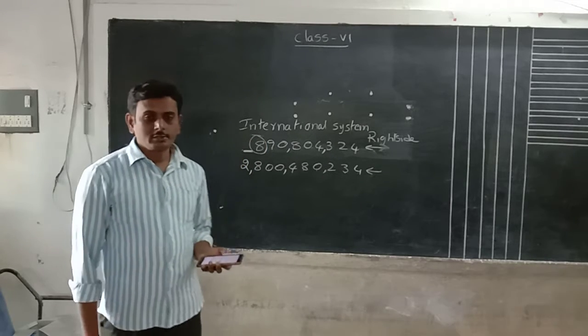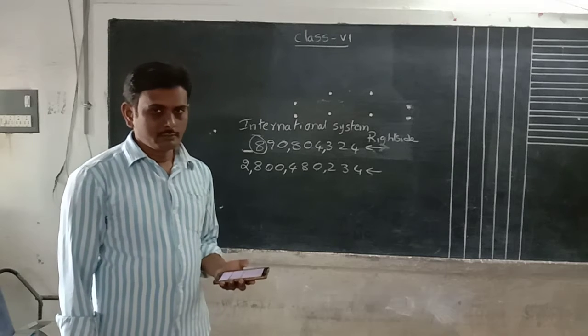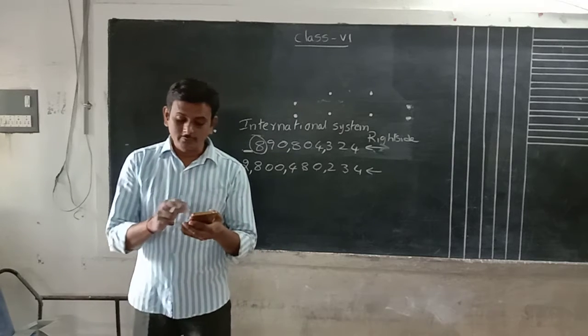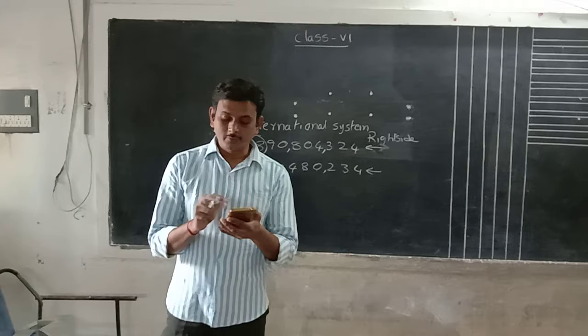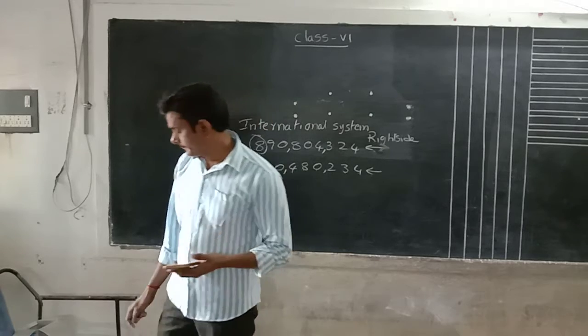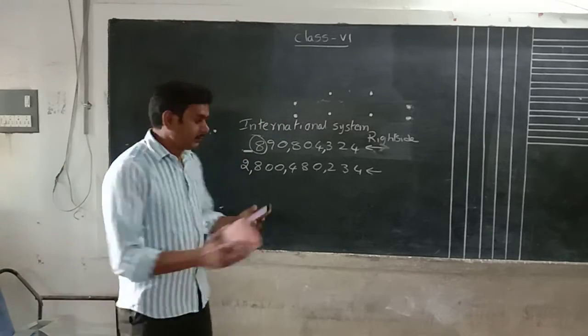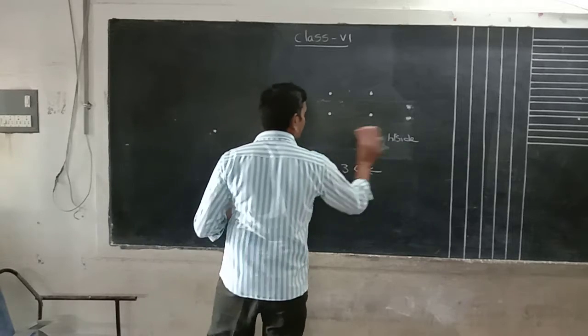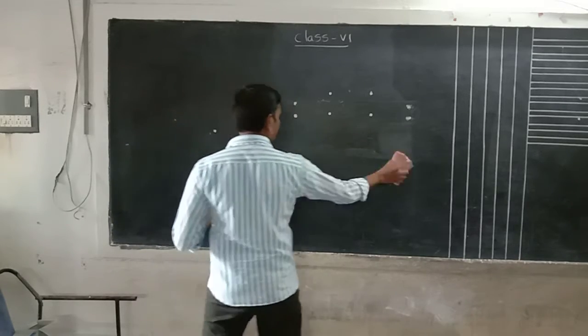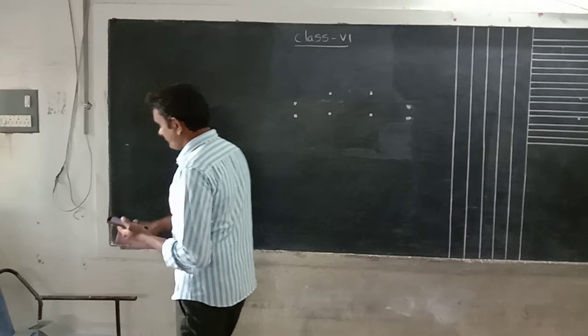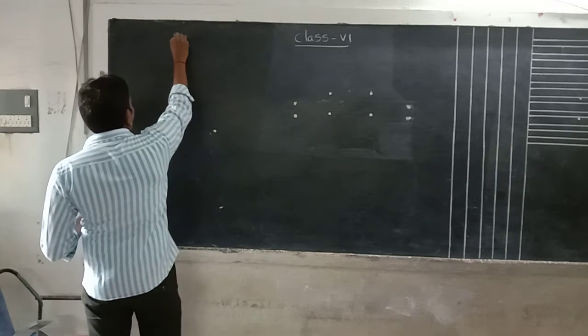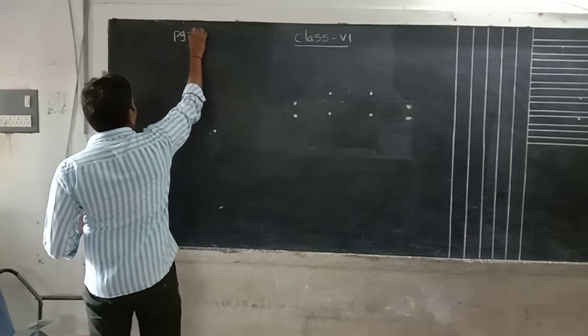Whenever a number is given in the international system, we can write it in words. I already gave you that as homework, but I will explain one more sum for you. Write page number 18 in the new textbook. Page number 18.